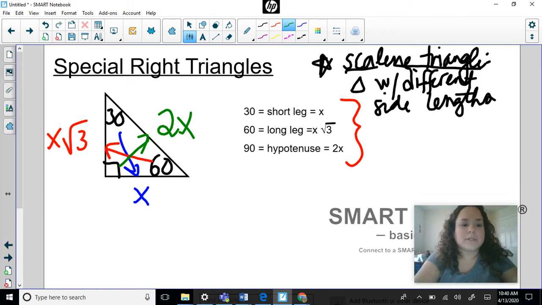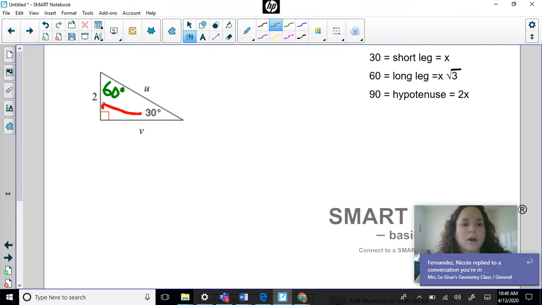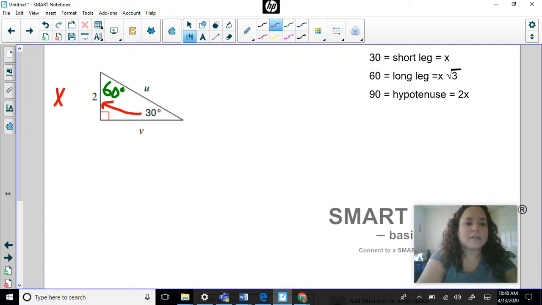Also, this type of triangle happens to be a scaling right triangle that has different measurements for each of the three side lengths. Let's take a look at the first example. Here we notice that this is a 30, 60, 90. It's missing the 60 in the picture, but we can go ahead and add it. Directly across from the 30, the side length is labeled 2, which means that in this picture, our x is equal to 2. So we'll write 2 up here.